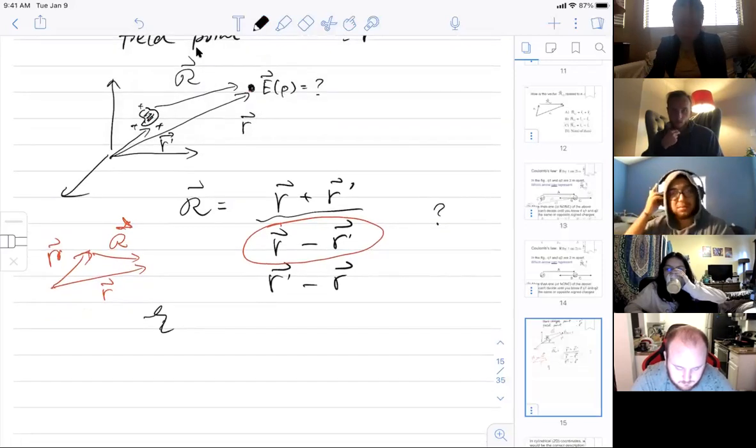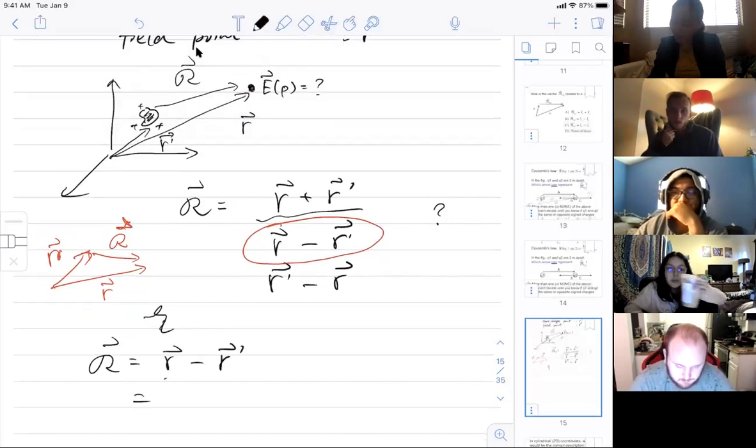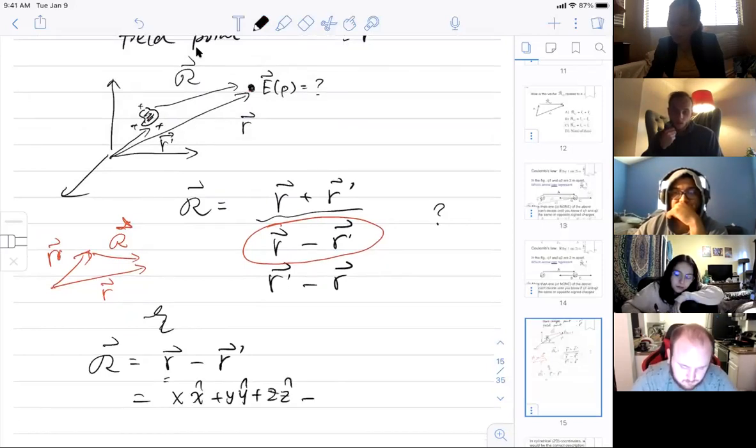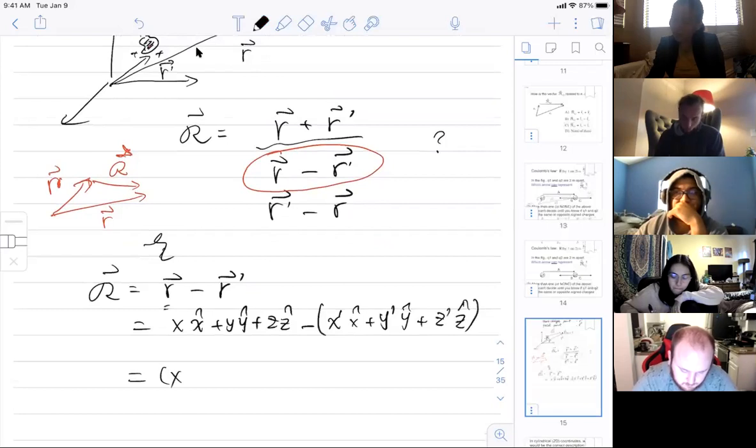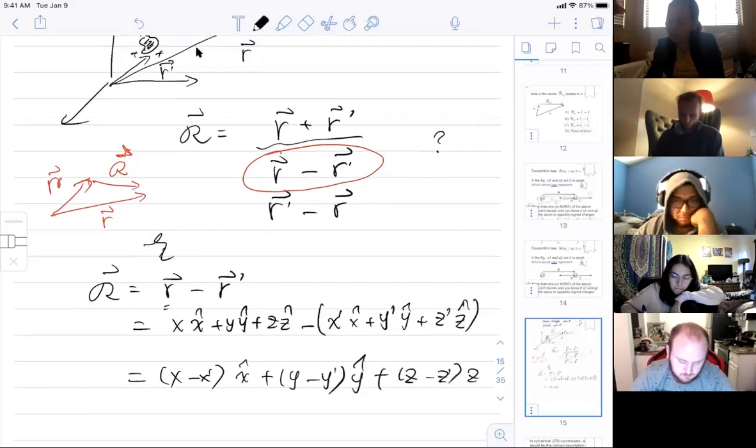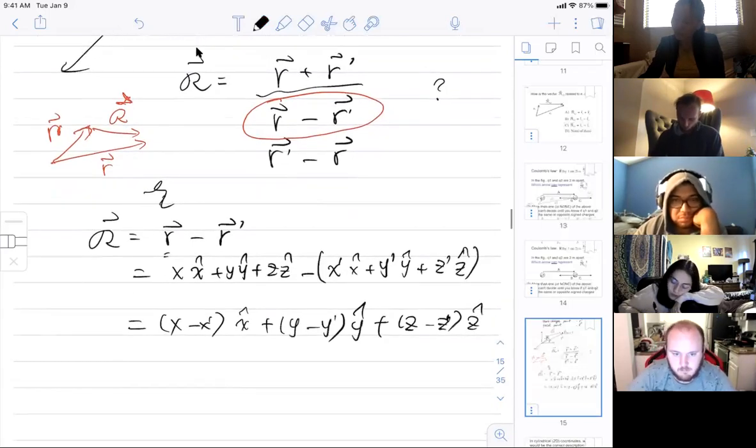Of course, we can calculate curly R by expressing it in Cartesian coordinates. It follows R minus R prime, and R we already wrote: x x hat, y y hat, and z z hat. Now R prime is going to be everything primed, so x prime x hat, y prime y hat, and z prime z hat. You combine them, they become x minus x prime in the x hat direction, y minus y prime in the y hat direction, and z minus z prime in the z hat direction. So that is your curly R.